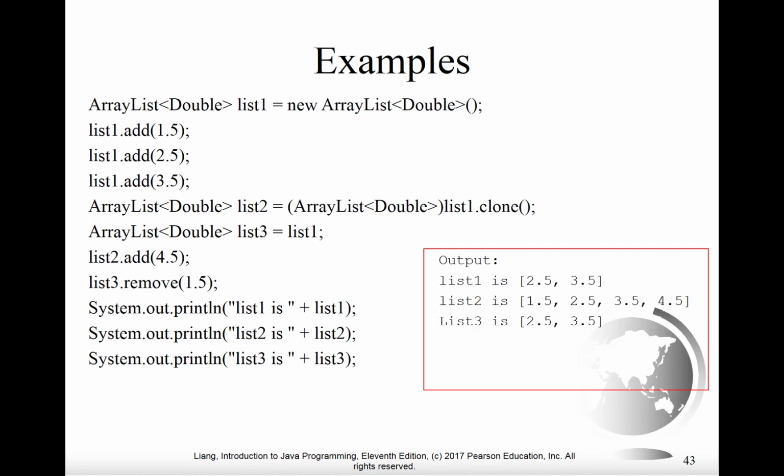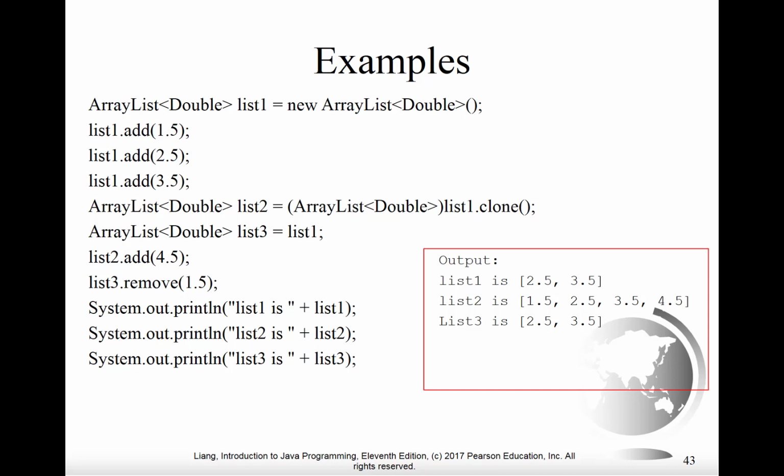Any changes we make to either list1 or list2 at this point will not be reflected in the other list. However, since list3 and list1 are actually one and the same list, changes we make to either list1 or list3 in fact happen to both. So we can experiment with that to see how that pans out. In other words, if we were to add a new element to the end of list2 by doing list2.add(4.5), and then we were to remove an element from list3 by saying list3.remove(1.5), and then we were to check what happened to list1, list2, and list3, we can confirm exactly that what I said earlier must be true.